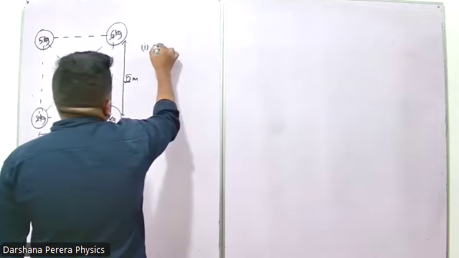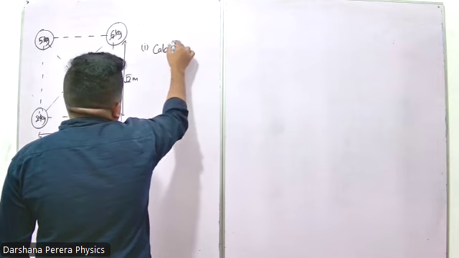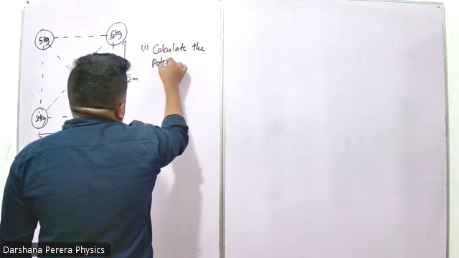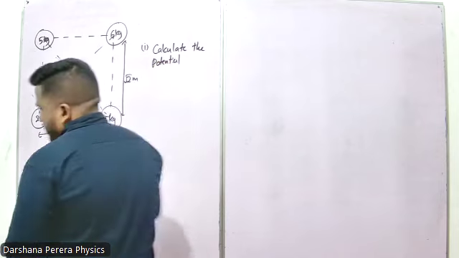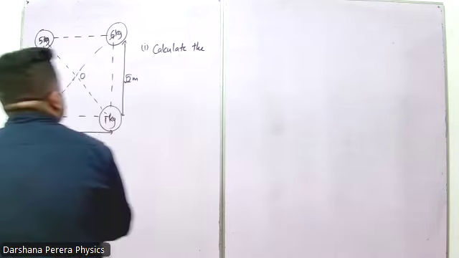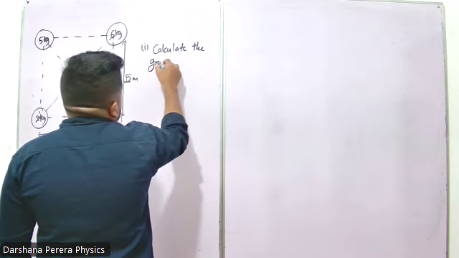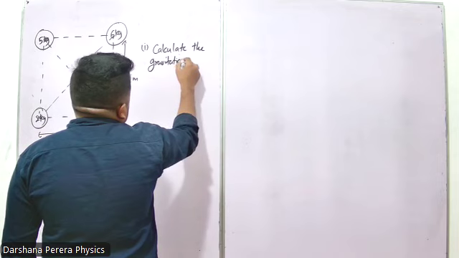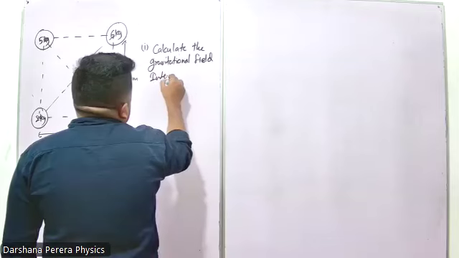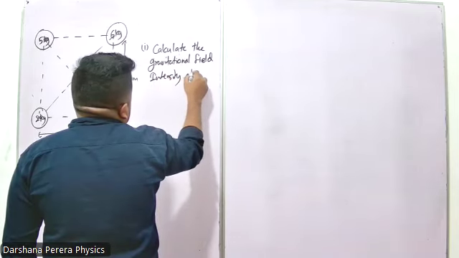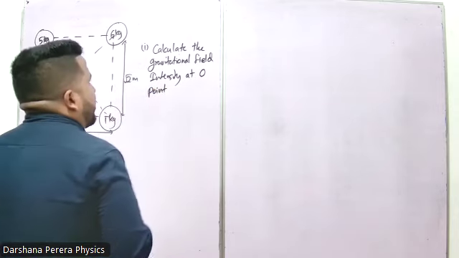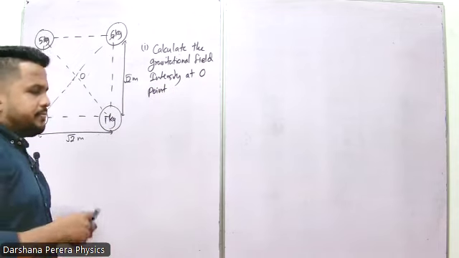So the problem is: calculate the gravitational field intensity at 0 point. Calculate the gravitational field intensity at 0 point.